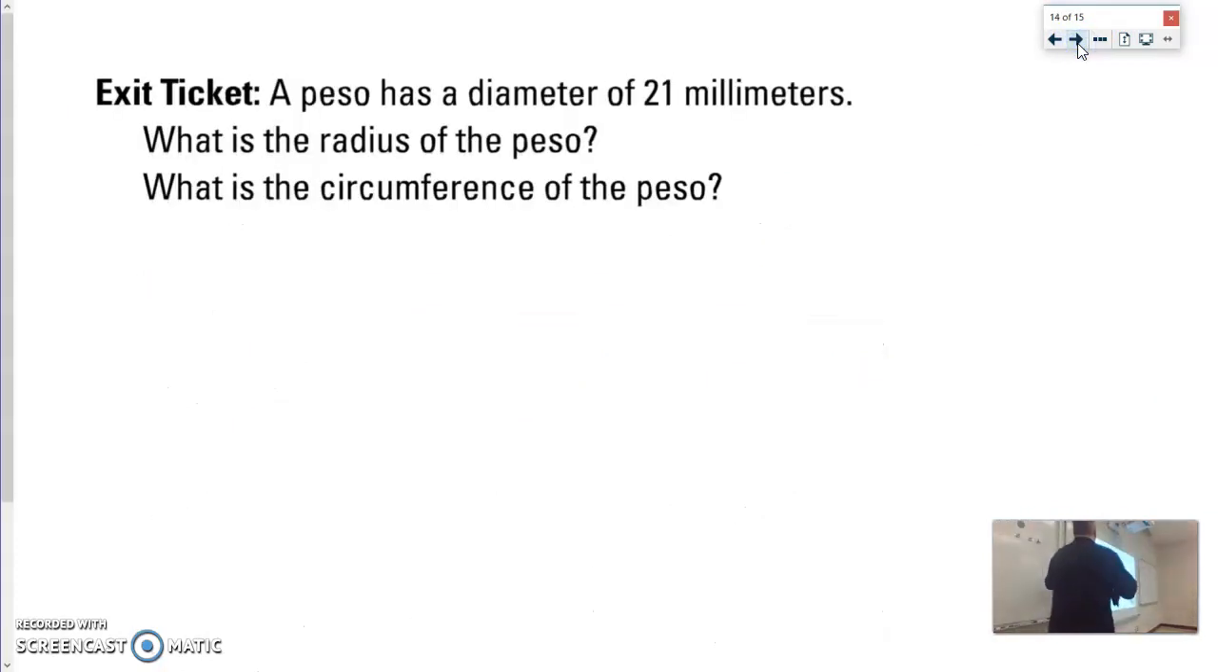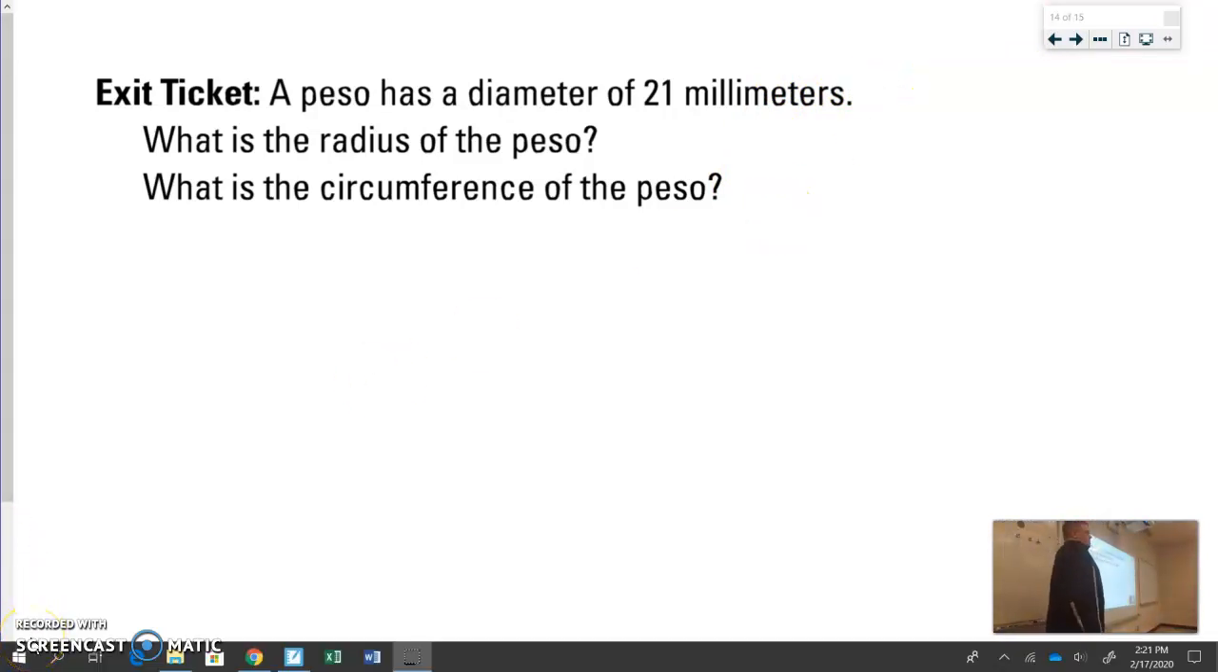We have a peso that has a diameter of 21 millimeters. A peso is a coin from Mexico. Okay? What's the radius of that peso? And then what's the circumference of that peso? Please take a minute and try those answers now.